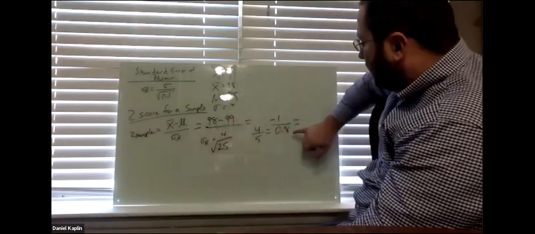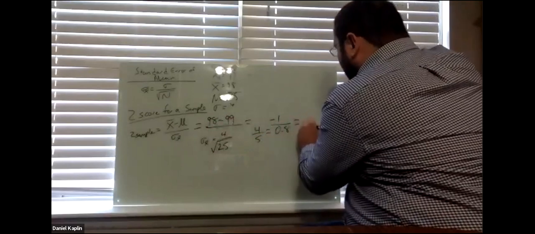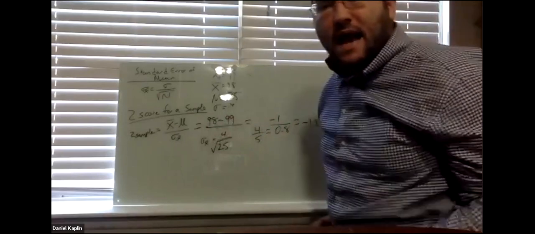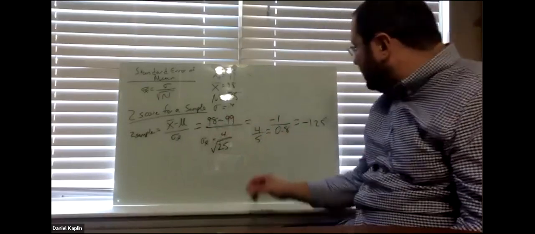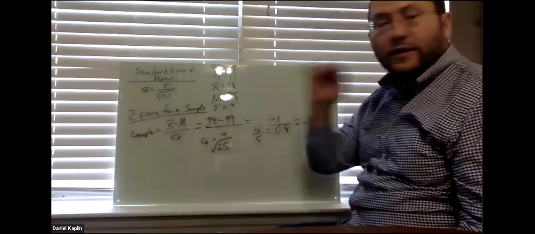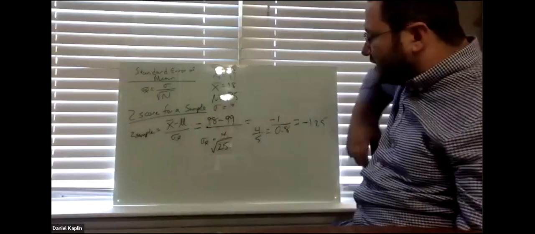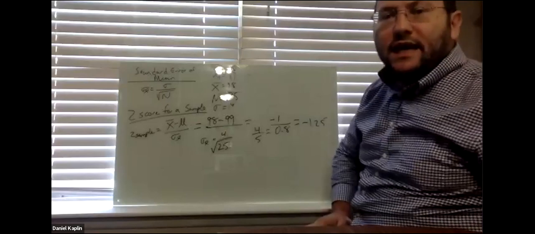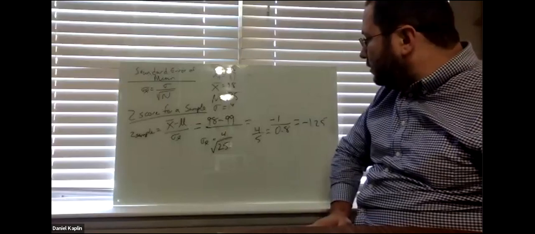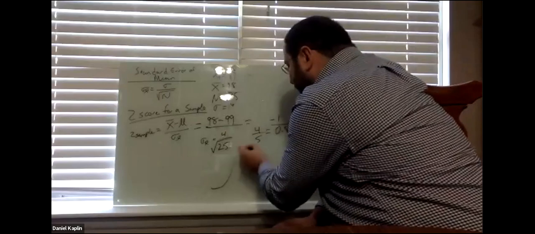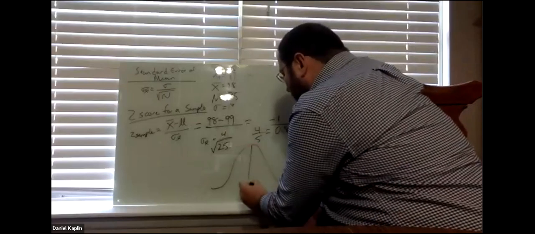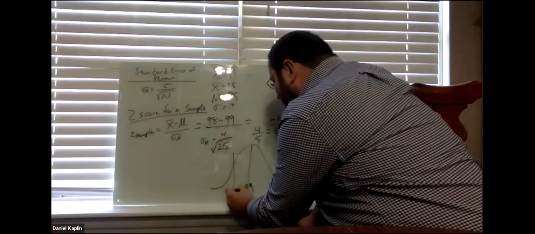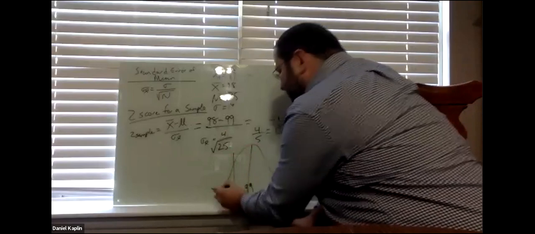So it gives us -1.25, right? So if we do that math, that would be our z-score for a sample. Now, we asked a question, though: what is the probability of getting a score of 98 or less?